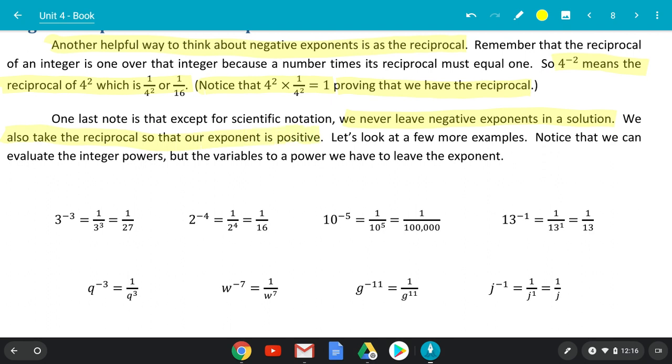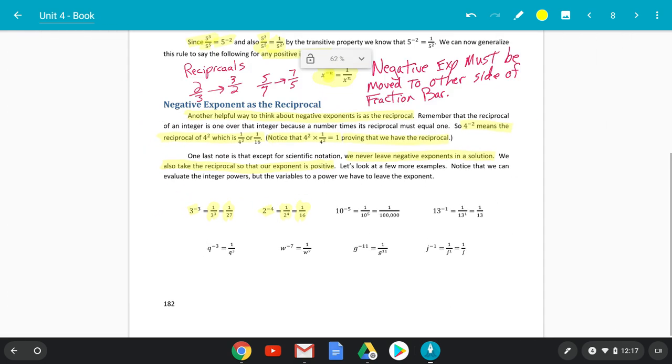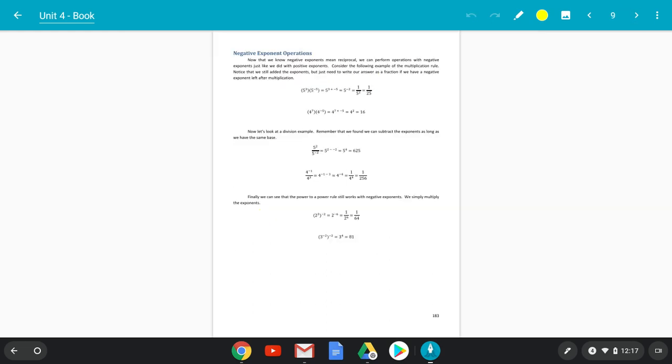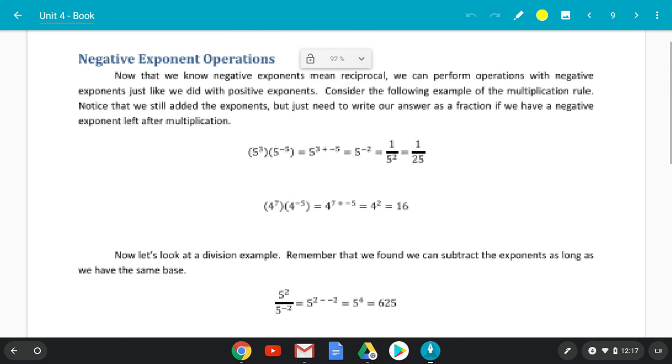Let's look at a few more examples, and notice that we can evaluate the integer powers, but for variables to a power we have to leave them as an exponent. For example, 3 to the negative third means I put it on the bottom to get 1 over 3 cubed, which is 1/27. 2 to the negative fourth means 1 over 2 to the fourth, which is 1/16. I think you're starting to get the idea. So there are negative exponents.